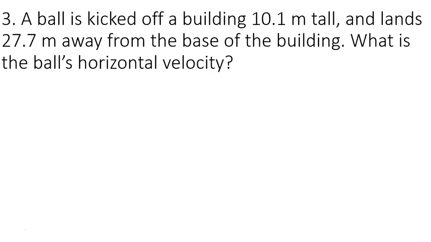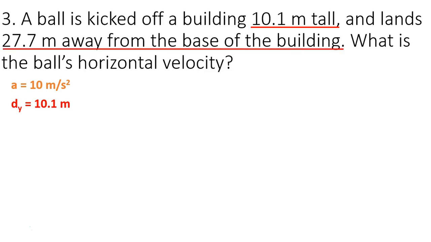Question number 3 says a ball is kicked off a building 10.1 meters tall and lands 27.7 meters away from the base of the building. What is the ball's horizontal velocity? Our built-in given a is equal to 10 meters per second squared. We know that the building is 10.1 meters tall, again tall being that key word that tells you it's a vertical displacement. So our dy is equal to 10.1 meters.